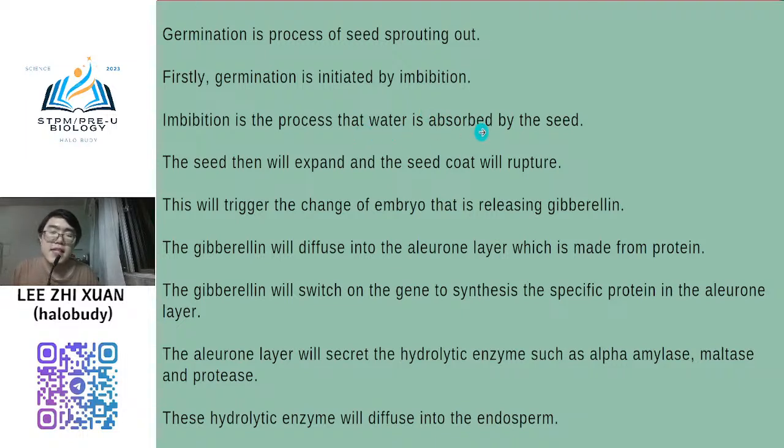Meaning that the seed needs to absorb a large amount of water to expand and also rupture the seed coat, to trigger the embryo to release the gibberellin plant hormone. So gibberellin will diffuse into the aleurone layer.